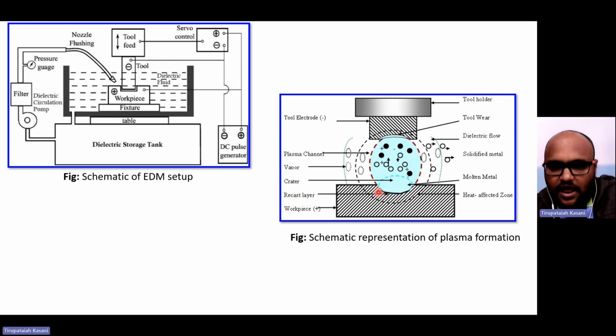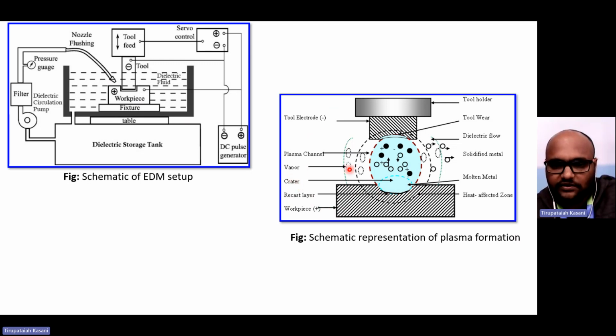What is this recast layer? After melting, due to the spark at higher temperature and high energies, the molten metal that is generated on the top surface of the workpiece is not completely removed by the flow of this dielectric medium. A small amount of molten metal sticks to the workpiece, and we can call it the recast layer. Means after melting it is again solidified and it sticks to the workpiece top surface. The workpiece is positive and the tool is negative.